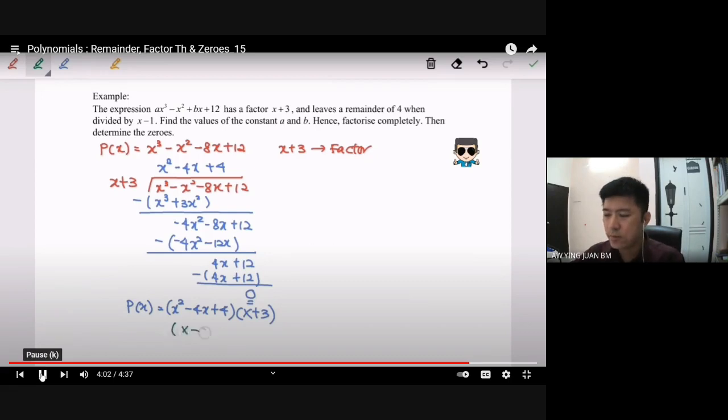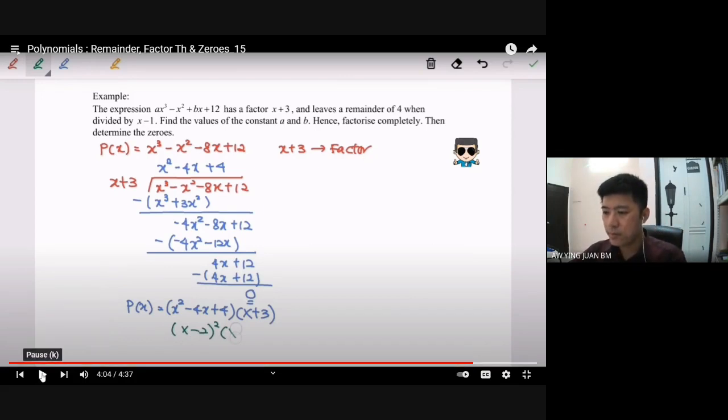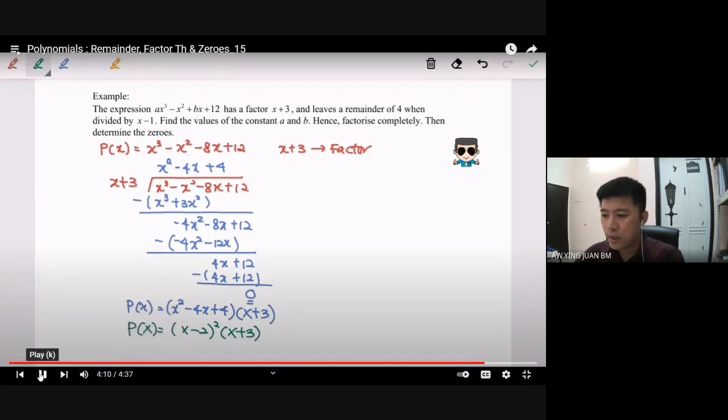Going to have x minus 2 squared. Okay, x minus 2 squared. So, dalam calculator you hanya keluar satu root je. x equals 2. Tapi tak ada x1, tak ada x2. So, take note ya, berhati-hati dengan perkara itu. Teruskan. x plus 3. So, that is equal to P(x). So this one consider factorize completely sudah. Okay, dah factorize completely. Teruskan.